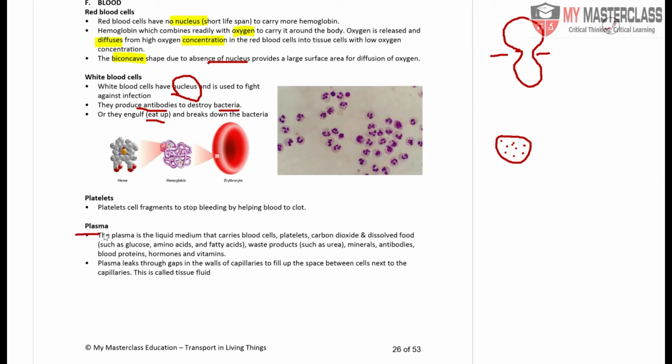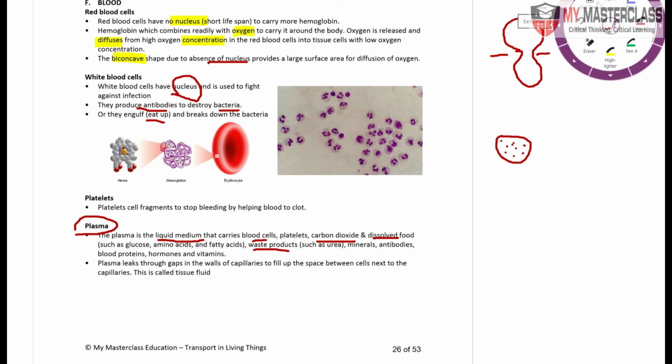Plasma is the main bulk of the substance. The reason why our red blood cells, white blood cells, and platelets are able to move around is due to the presence of this liquid medium. This medium contains almost everything, including your food substances, your carbon dioxide, blood cells. It also contains waste products. Urea is the waste product that is being excreted out.